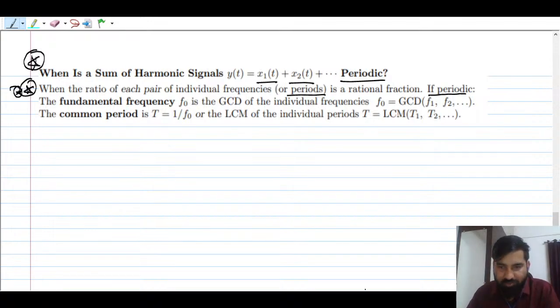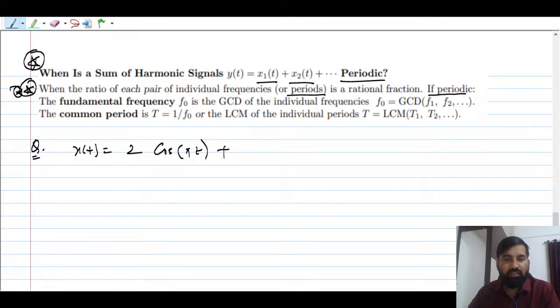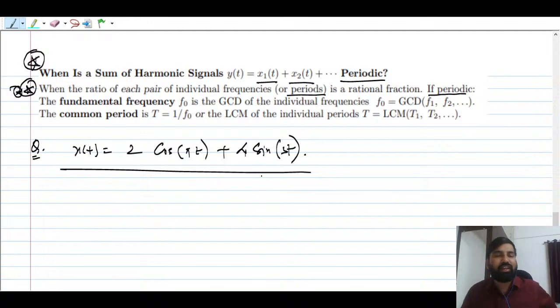So let me take one question here. The question is nothing but what? x(t) is equal to 2 cos(pi t) plus sin(3t). Suppose only one sinusoid is given, so you can say this is periodic, right? But one more sinusoid is given, suppose sin(3t). Now by looking at this, can you say that it is a periodic signal? Sometimes we call it an almost periodic signal, or we have to check.